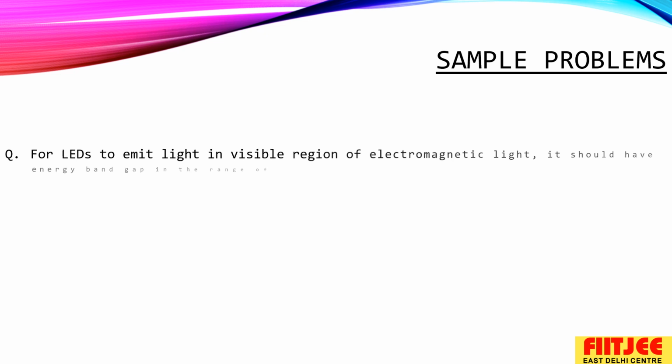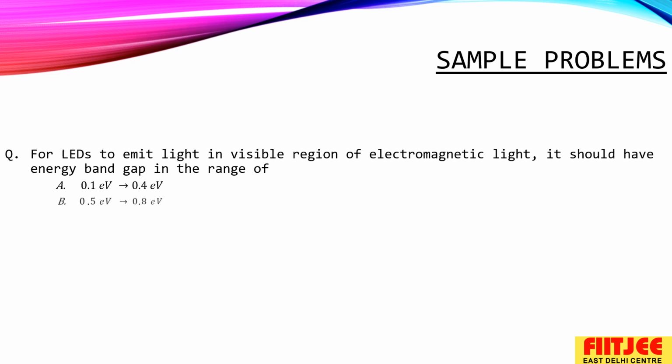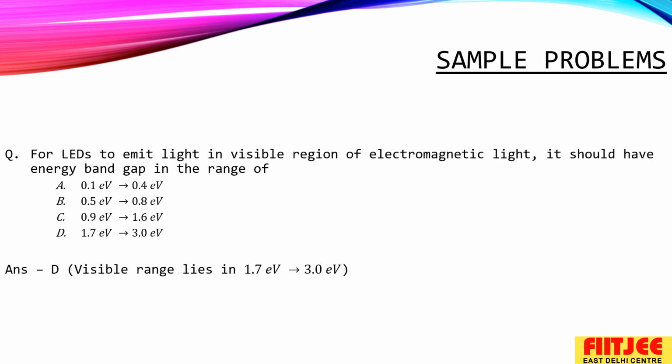Third question is, for an LED to emit light in the visible region of electromagnetic spectrum, it should have an energy band gap in the range of: first option is 0.1 electron volt to 0.4 electron volt. Second option is 0.5 electron volt to 0.8 electron volt. Third option is 0.9 electron volt to 1.6 electron volt. And fourth option is 1.7 electron volt to 3 electron volt. As we know, the visible range lies in 1.7 electron volt to 3 electron volt. Hence option D is the correct answer.